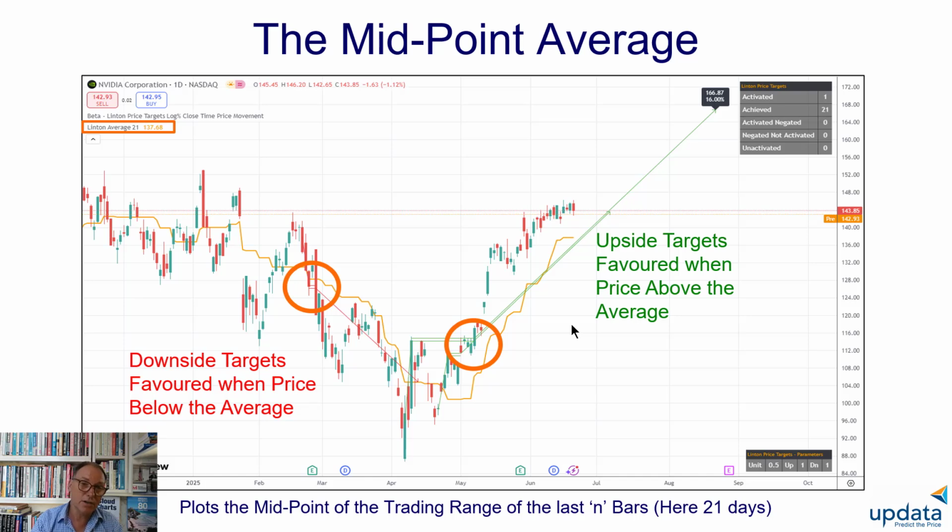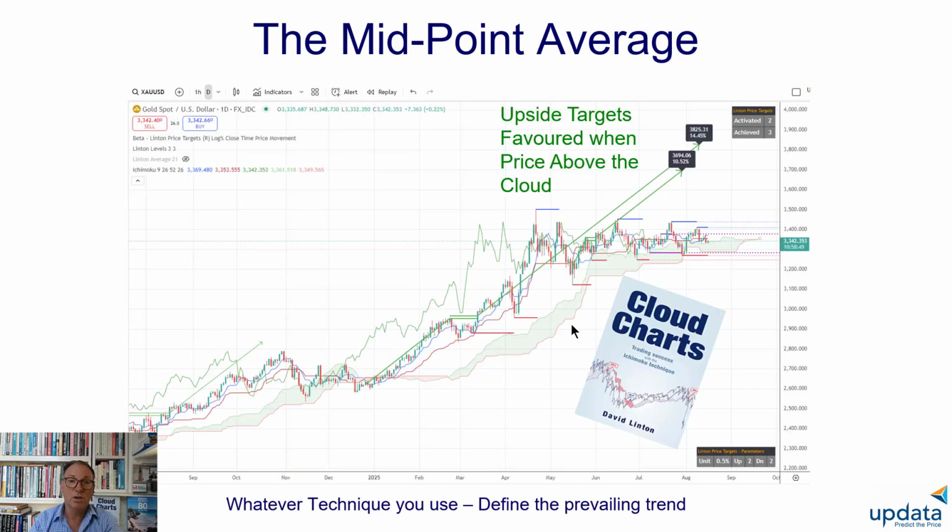Now, you don't have to use the average that we provide with the targets. You could use your own tools for defining trend. I'm a big fan of Ichimoku. I wrote the book on Ichimoku in 2010, Cloud Charts. You can buy this on Amazon. And in this case, we're above the cloud, which is bullish, and we've got upside targets. So upside targets should be favored.